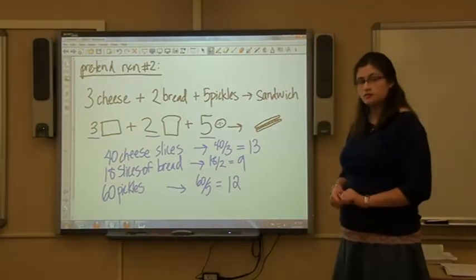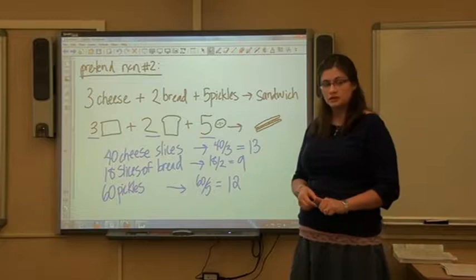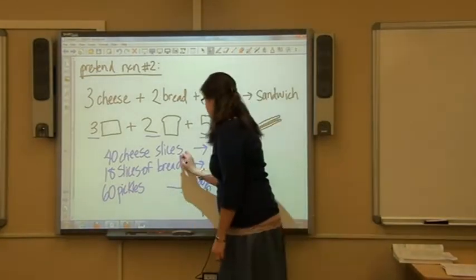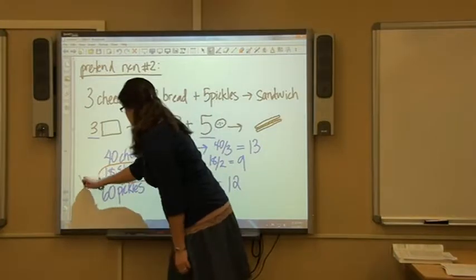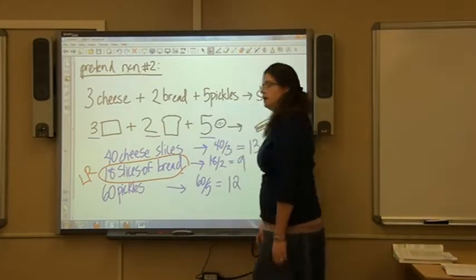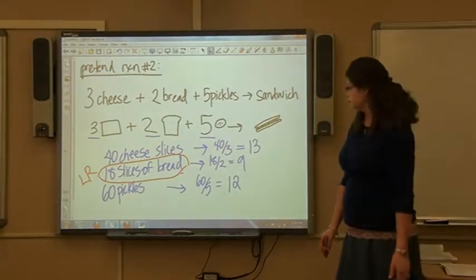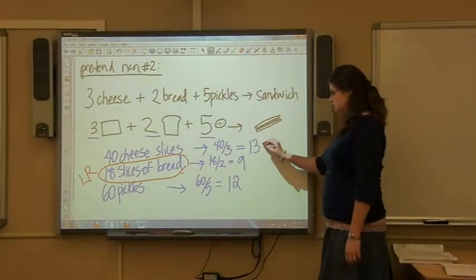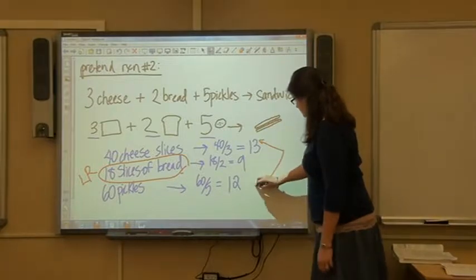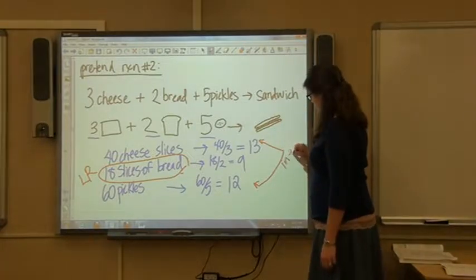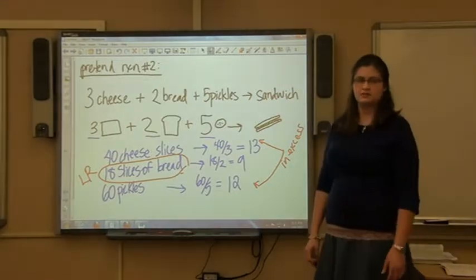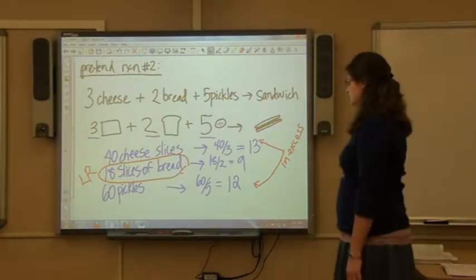So in this case, what's your limiting reagent? It would be the bread. LR stands for limiting reagent. So what about the cheese slices and the pickles? Well, these 2 things are in excess. And you'll just have to save those for another day when you get more bread.